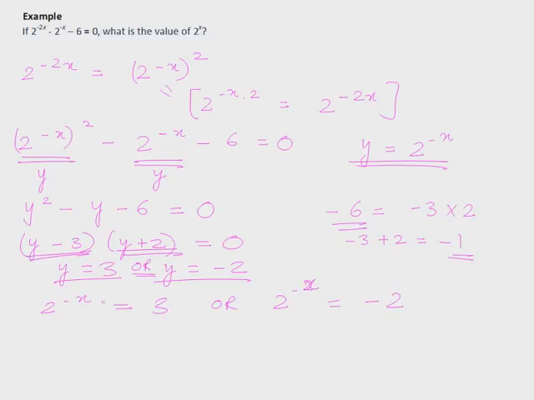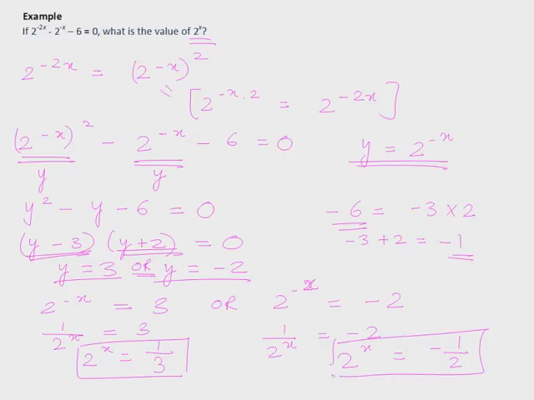So 2 raised to minus x is 3. The question is, what is the value of 2 raised to x? So 2 raised to minus x is nothing but 1 over 2 raised to x. So 1 over 2 raised to x is 3. Therefore, 2 raised to x must be 1 over 3. That's one solution. How about this? Here, 1 over 2 raised to x is minus 2. So 2 raised to x is minus 1 over 2. Those are our two solutions. The values of 2 raised to x are either minus half or 1/3.